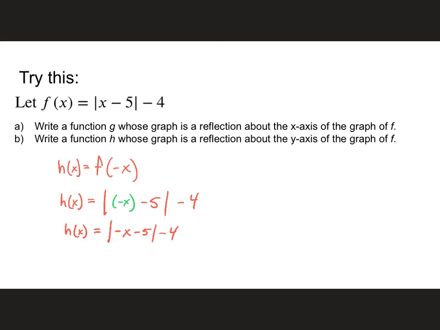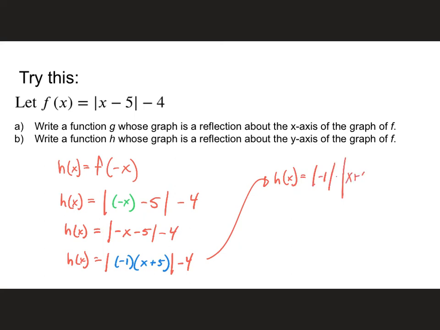And again, that answer would be acceptable, but if you wanted to practice the algebra and keep going, what you could do is inside your absolute value signs, you could factor out that negative 1. And once you factor out that negative 1, you can split up your absolute value to be the absolute value of negative 1 times the absolute value of x plus 5 minus 4. And when I simplify that down, I'll end up with h of x being equal to the absolute value of x plus 5 minus 4.